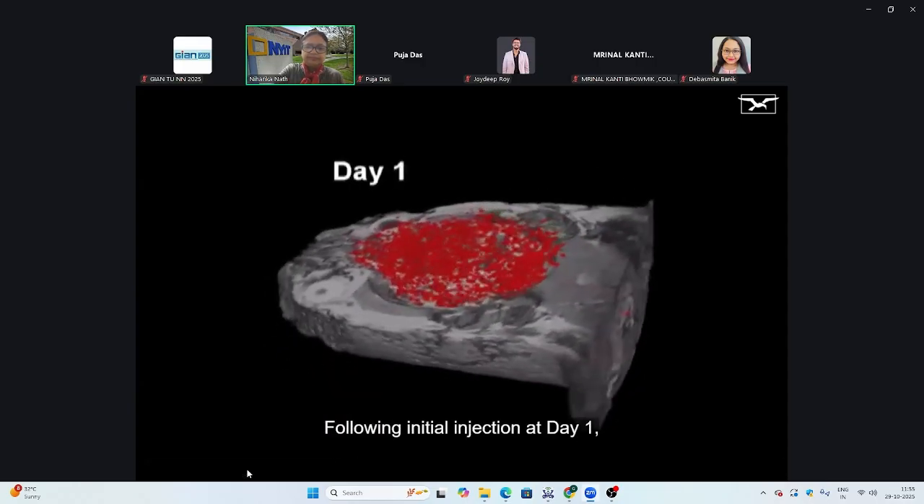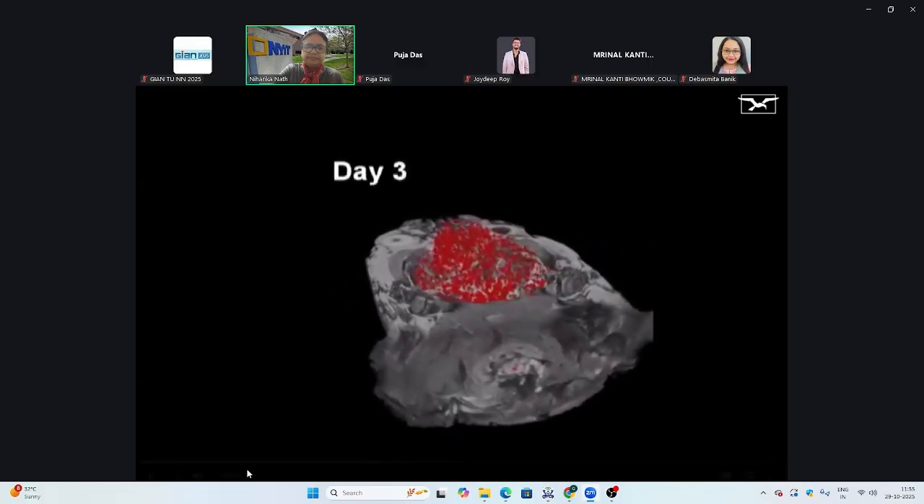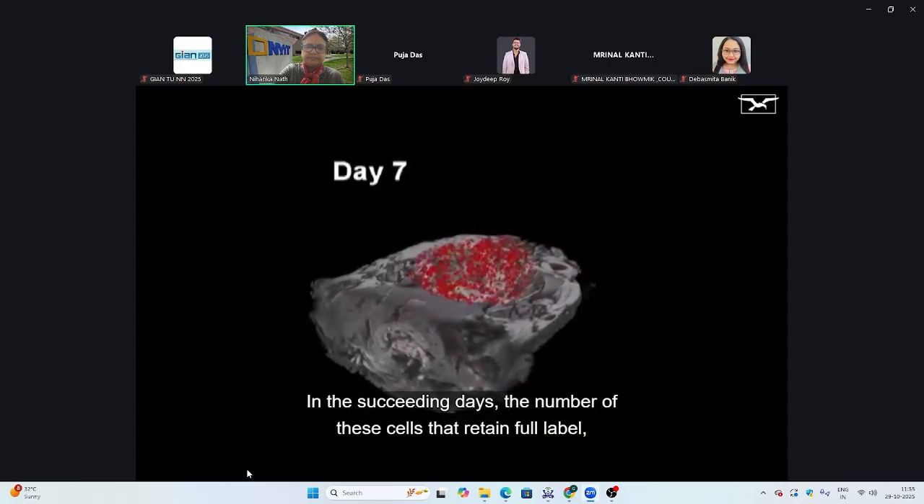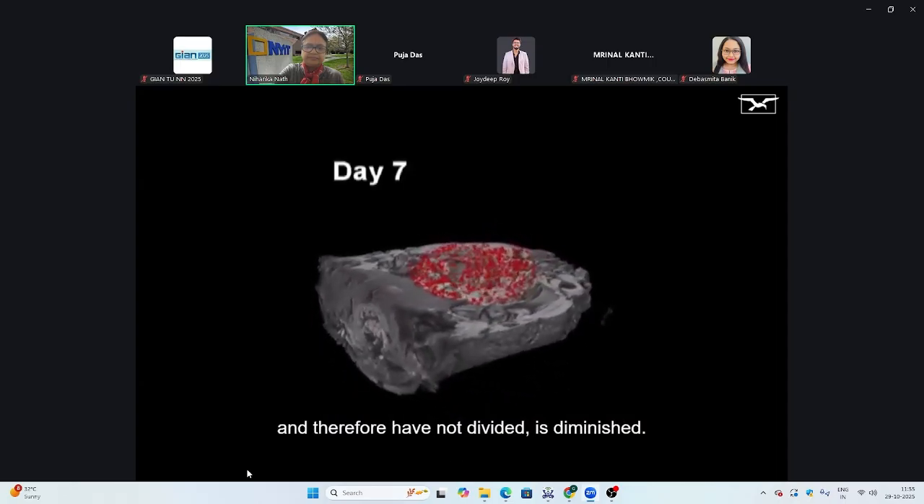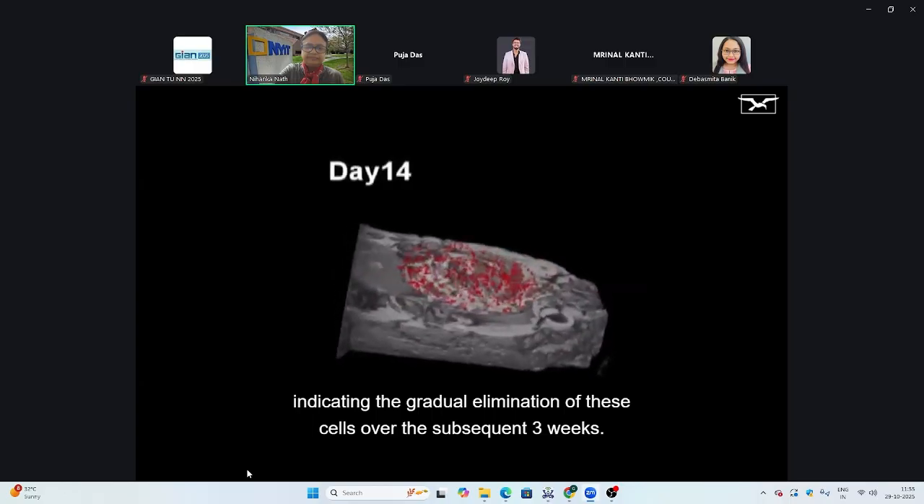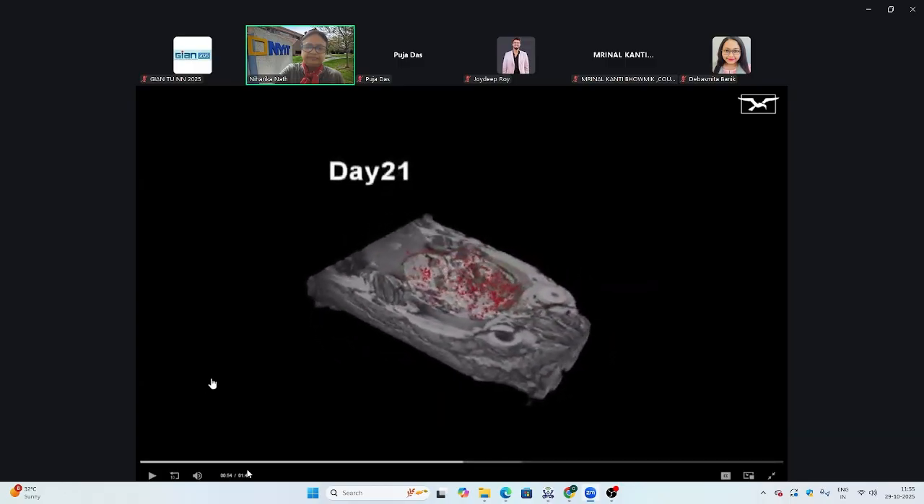Following initial injection at day 1, many hundreds of labeled cells are apparent in the brain. In the succeeding days, the number of these cells that retain full label, and therefore have not divided, is diminished, indicating the gradual elimination of these cells over the subsequent 3 weeks. So essentially, they've just been removed. Those cancer cells, they have been killed or destroyed.